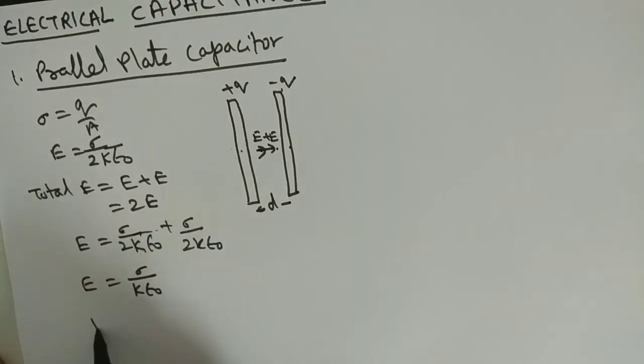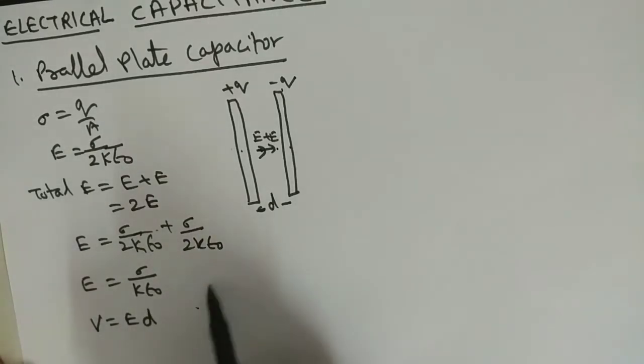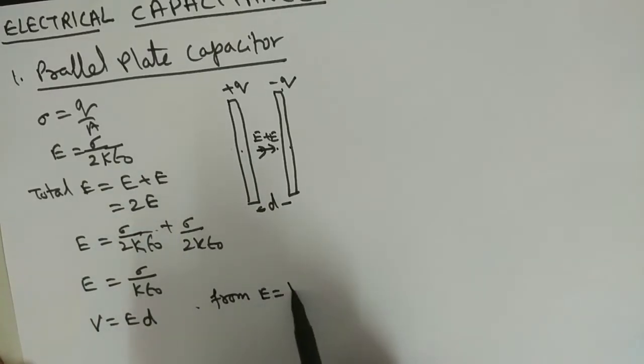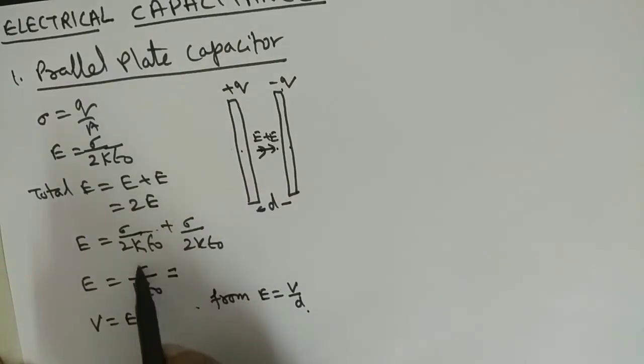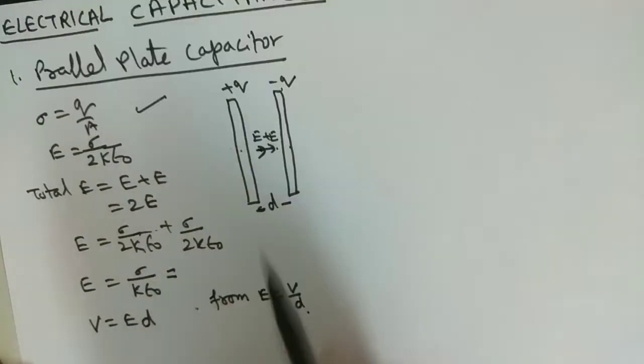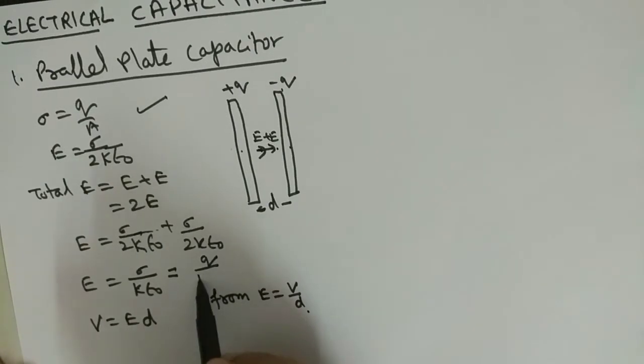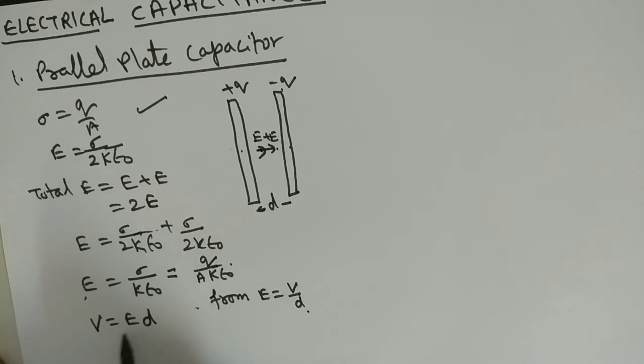Now if you have E, then easily we can find V also, since V is equal to E into d. It comes from E is equal to V upon d, that is the potential gradient. And here we can write sigma is equal to Q upon A, so E is Q upon A k epsilon naught. Put here E, so Q upon A k epsilon naught into d is equal to V.